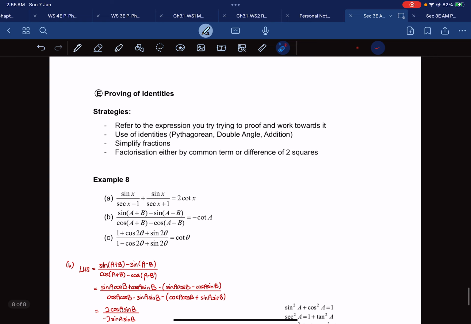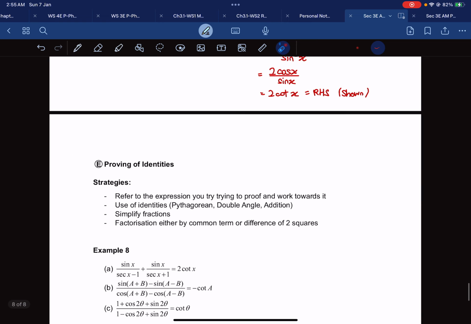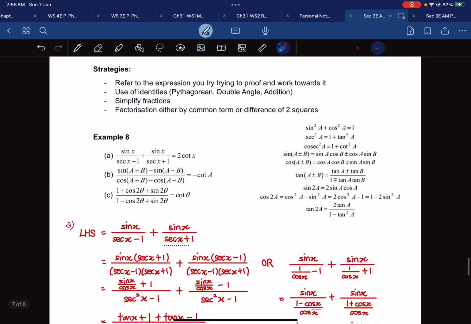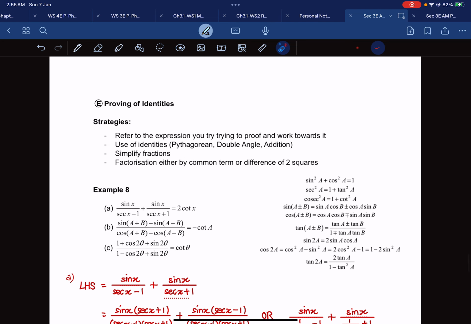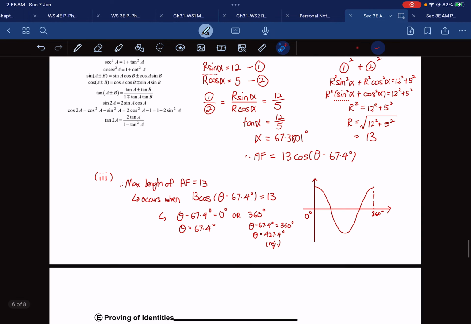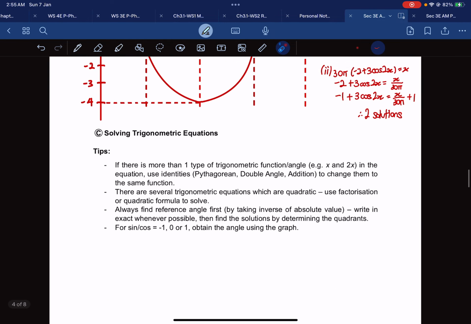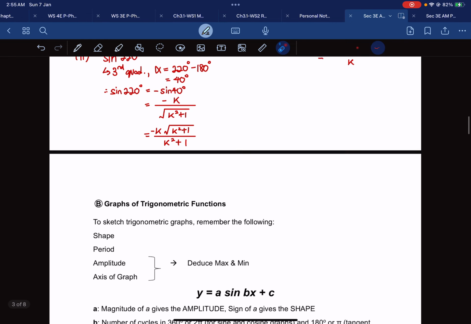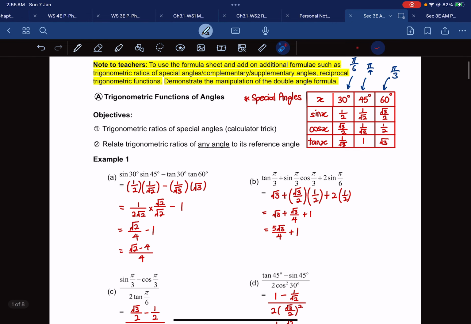Okay, so like that, this is a very, very brief summary of what you need to know and the skills you need to be aware of for trigo. You need to practice more questions in order to know how proficient you are at these skills and which areas you need to work on for trigo. So that will be the end for this summary for this chapter.